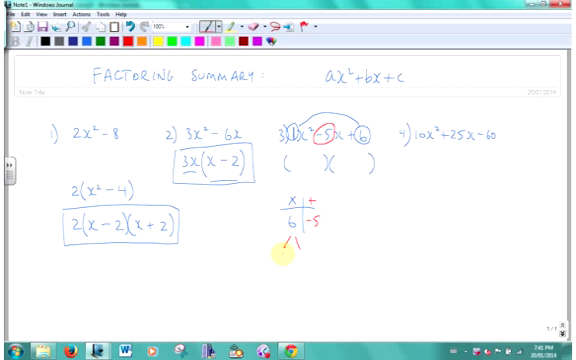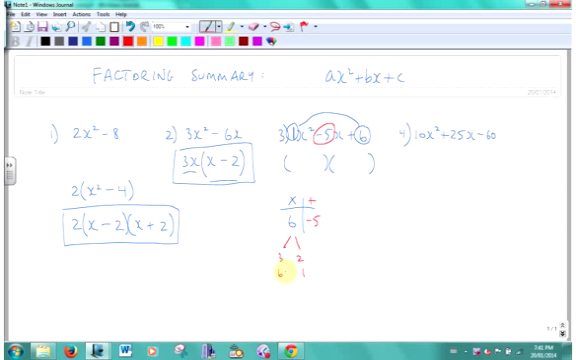And factors of 6, well, it could be 3 times 2, it could be 6 times 1. Both of these might add to 5, so we have to be careful here. Okay, which ones multiply to 6? 3 times 2, 6 times 1, and what adds to negative 5?